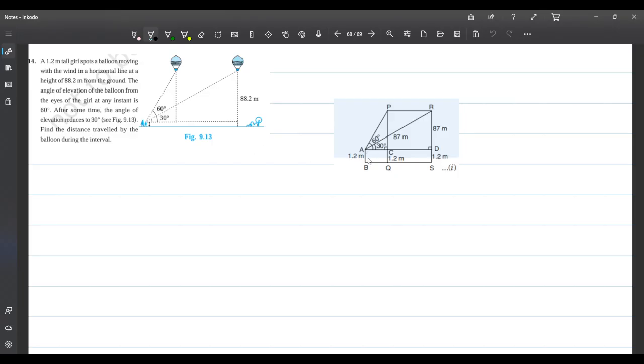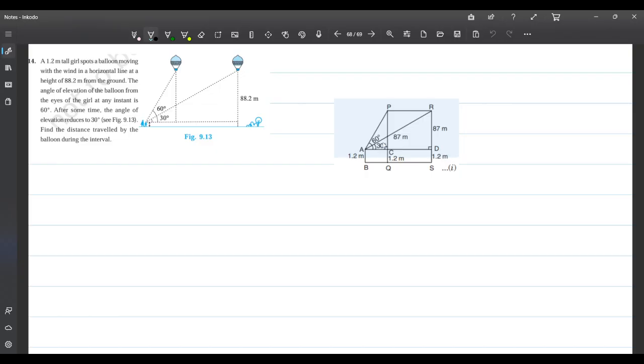Suppose that this is the 1.2 meter tall girl, and she finds a balloon moving with the wind in a horizontal line at a height of 88.2. So this is 88.2 and the height of the girl is 1.2. So this leaves 87 meter, and the angle of elevation of the balloon from the eyes is 60 degree, and after some instant it is 30 degree. So we have to find the distance of the balloon.